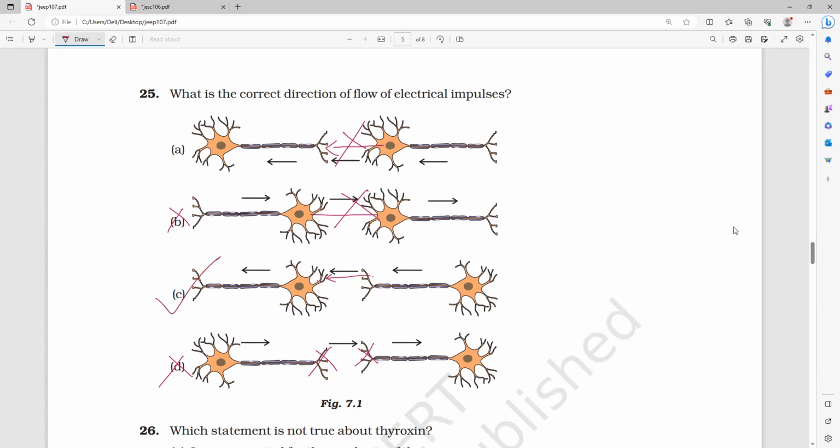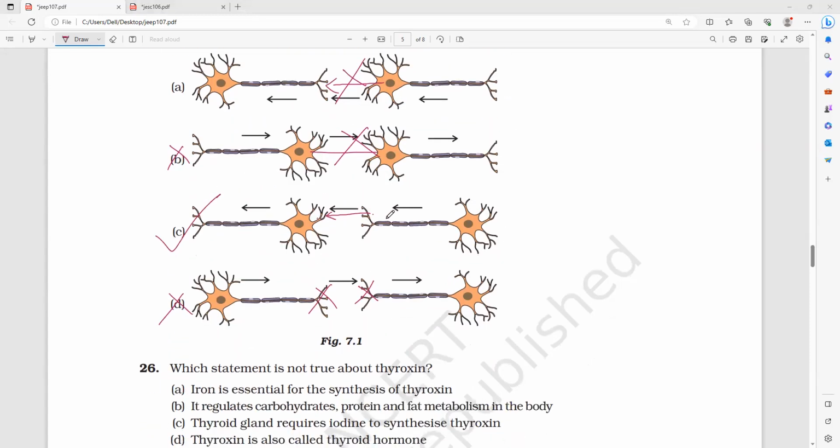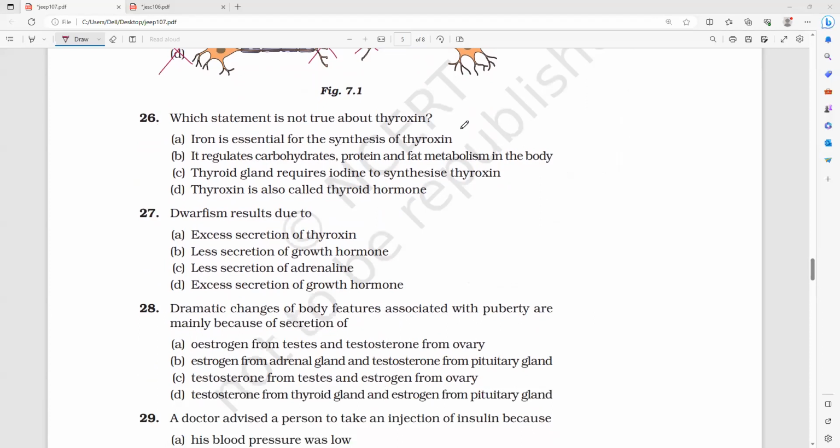Are you clear, everybody? So please make sure the nerve ending of the first neuron connects to the dendrite ending of the second neuron. That is the flow of transmission, and you have to remember it. Please make sure you are very clear on this. Next, which statement is not true about thyroxine? Find it.